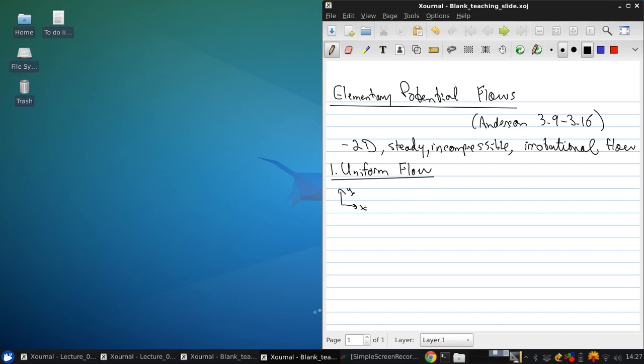So if we have a coordinate system like this, uniform flow means streamlines are everywhere parallel. So V infinity equals a constant. For this, it's very simple to show that the divergence of the velocity is zero, and also that the curl of the velocity is zero.